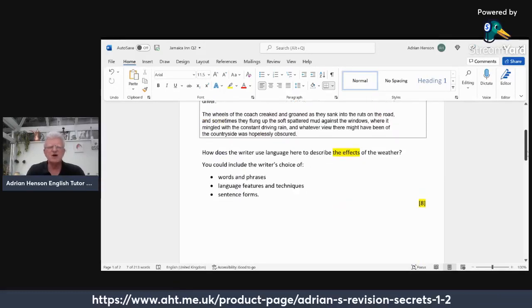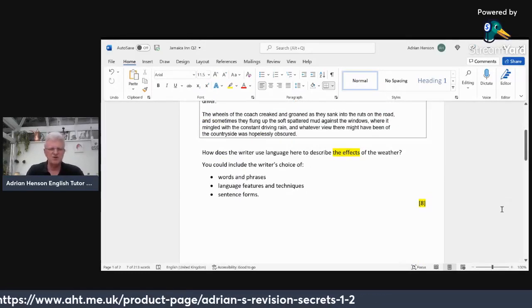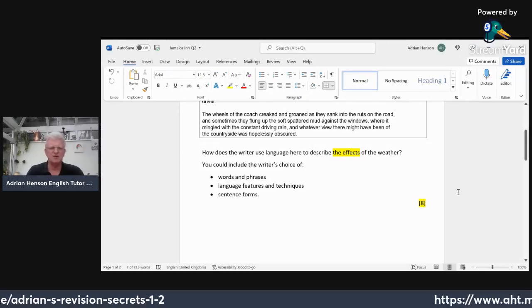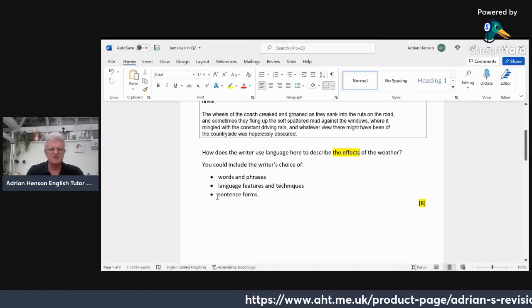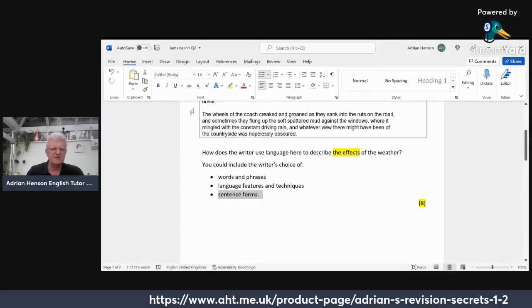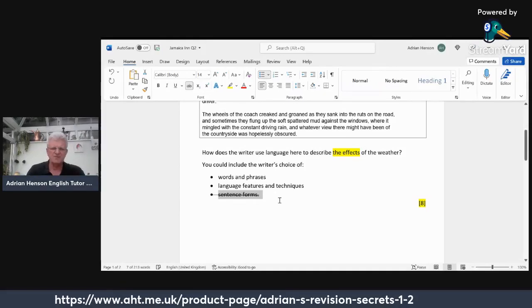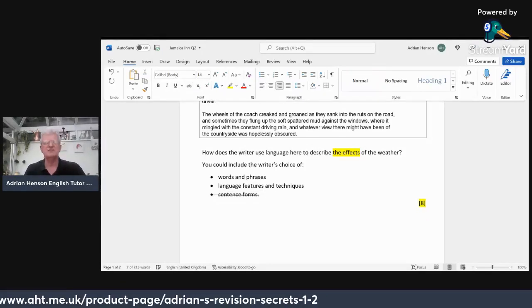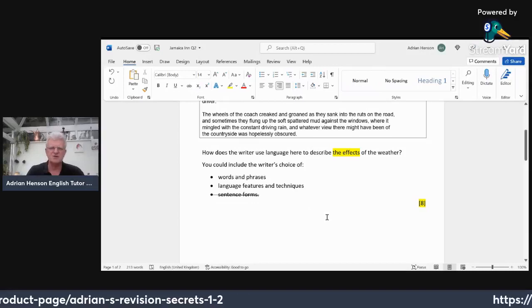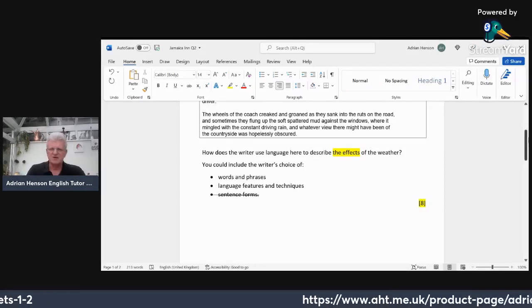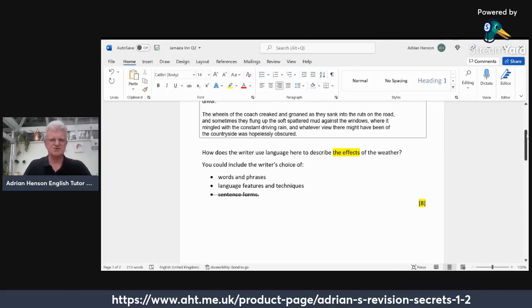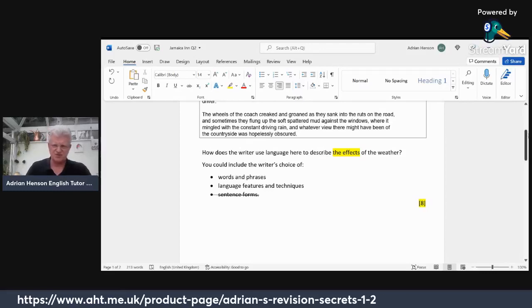So when we start this question, make sure that you really do look at the effects of the weather, and you are looking out for words and phrases, language features and techniques. As I say, I feel that's a bit of a no-runner, because you're going to get confused in what you're expressing, and you want to express the language capabilities of the writer. And Daphne du Maurier's descriptions are superb, and there are lots of them to choose from.